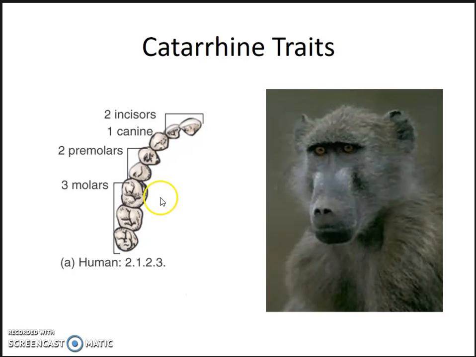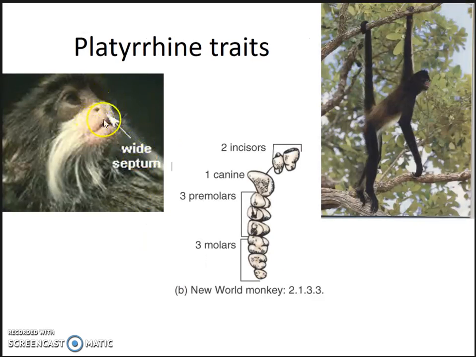So with catarrhines, we only have 2 premolars, so 2 incisors, 1 canine, 2 premolars, and 3 molars. But the main thing here is that nose shape. See how different this nose is with that very narrow nasal septum and the nostrils pointing more forward or downward, versus, if I go back a moment, that much wider nose with the nostrils pointing sideways.